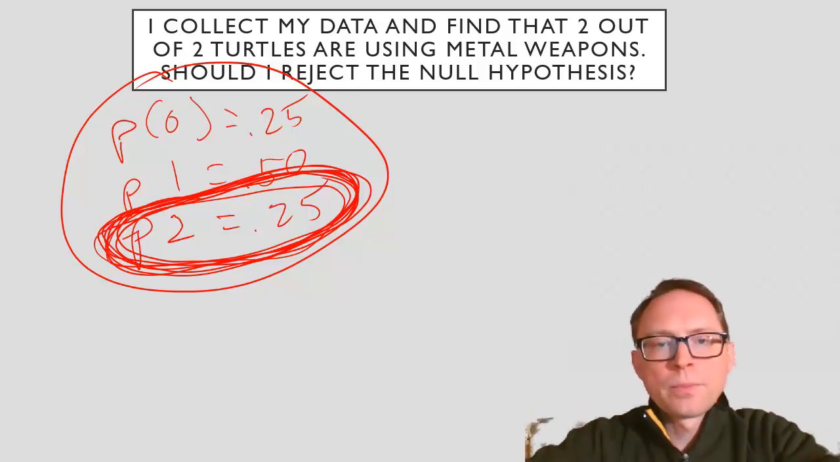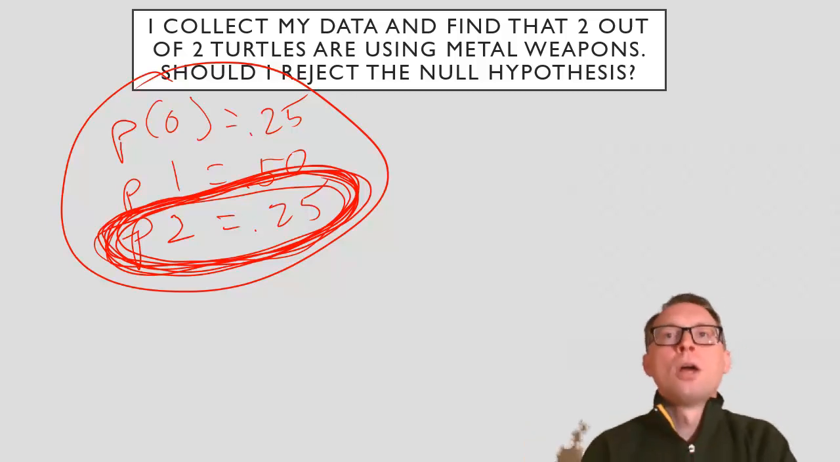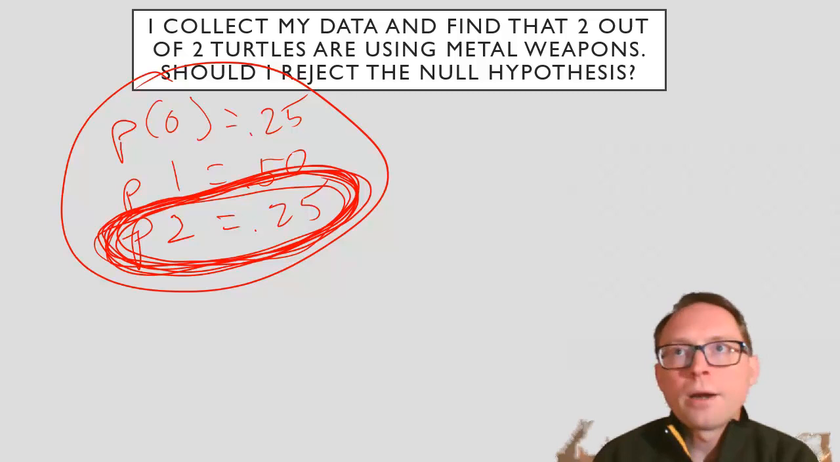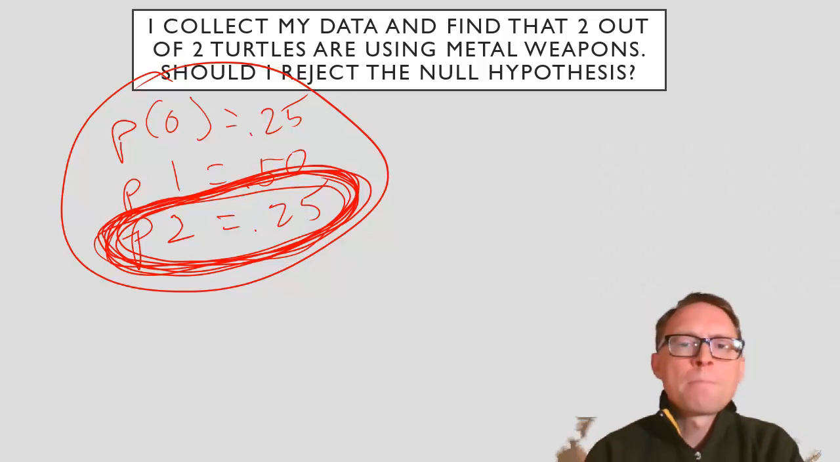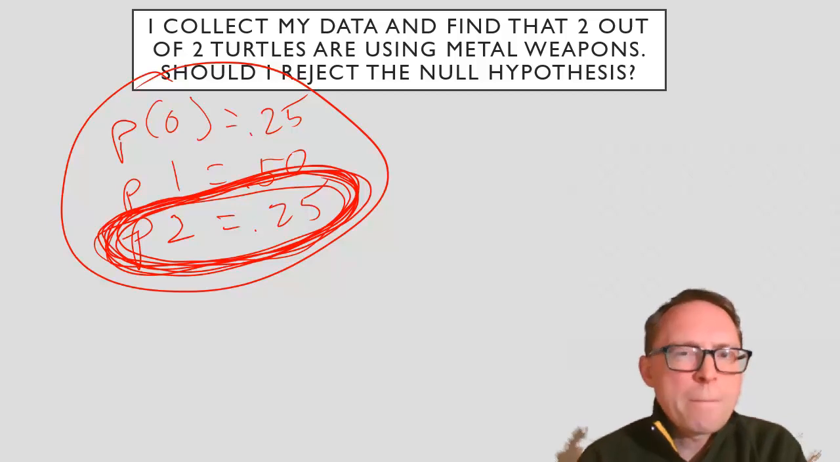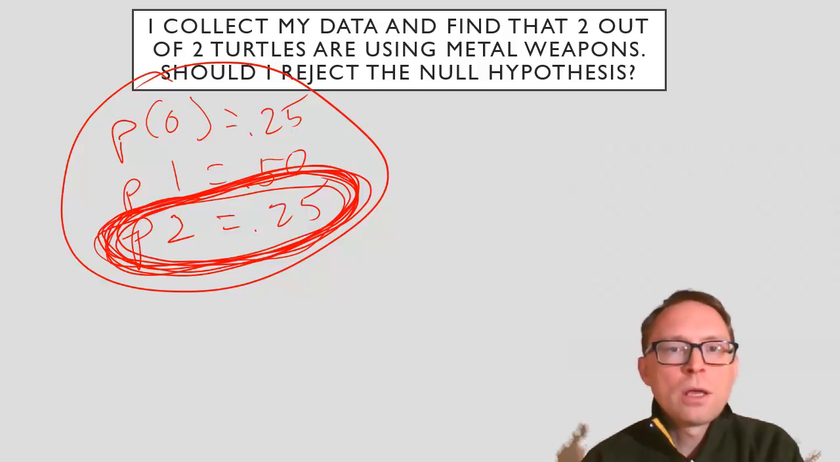So when you are looking at whether I should reject the null hypothesis, you're saying, okay, Shredder's been on fire, and I just picked out 2 turtles. They both had metal weapons. Did I find that because Shredder actually is causing a change in what kind of weapons they're choosing? Or is it just by chance? Is it just that that's normally what's going on, and I just happen to have a 25% chance of that happening?